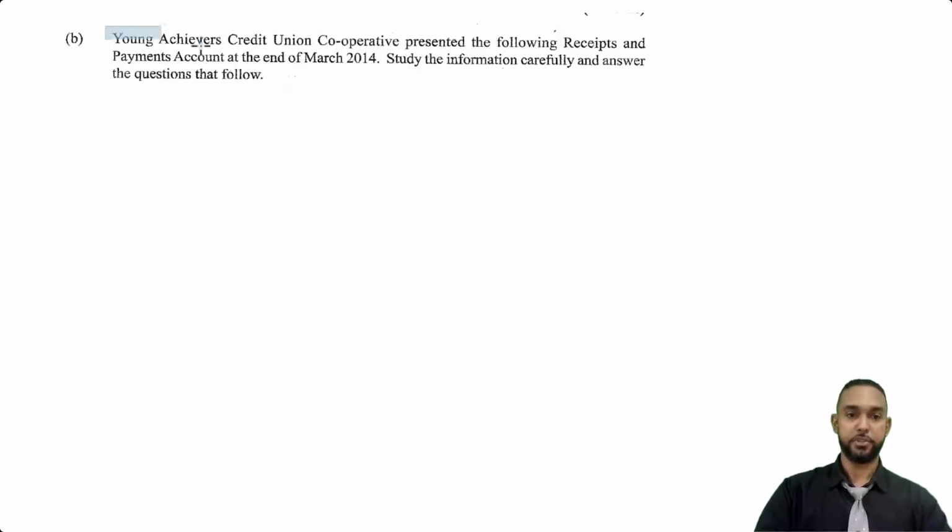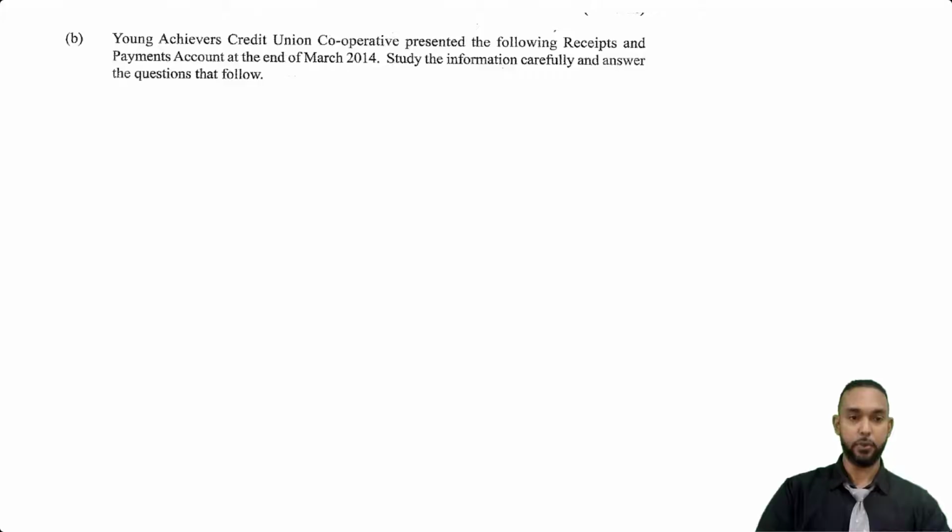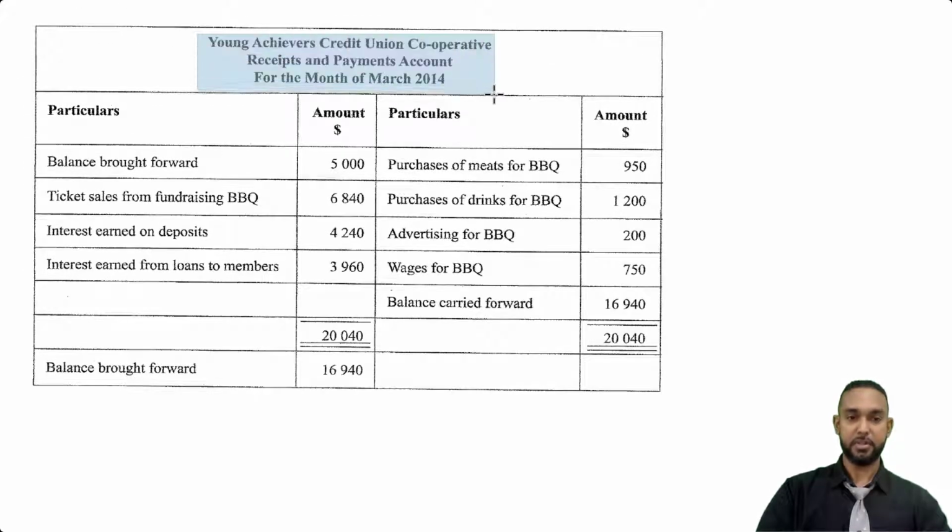All right, so in part B, it's telling us that Young Achievers Credit Union Cooperative presented the following receipts and payments account at the end of March 2014. Study the information carefully and answer the questions that follow. All right, so a receipts and payments account is basically a cash book, a 1-column cash book for non-profit organizations, or as you can see here, for a cooperative.